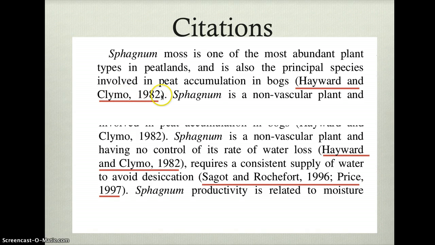And so you just put it in parentheses at the end of the sentence. Now, if you have a sentence where you have two distinct ideas and they came from two different papers, you list the idea and then you cite it, and then you go on to the second idea and you cite those papers. In this case, this idea that sphagnum requires a constant supply of water to avoid drying out, there were two papers that found that, and so you can list both of them side by side.